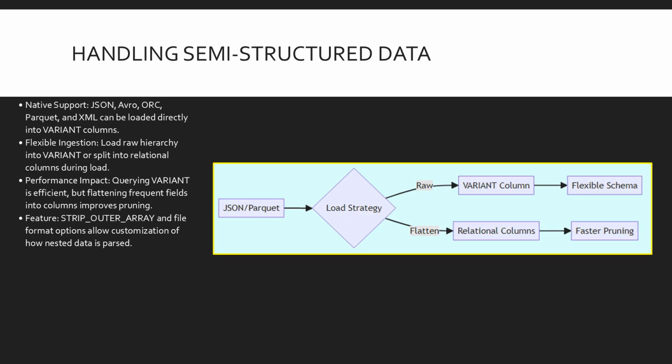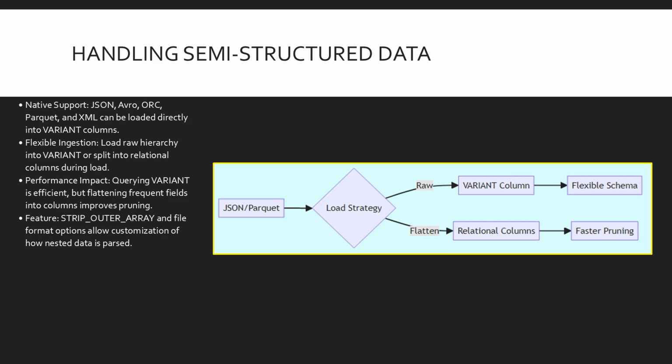Defining how you handle semi-structured data is crucial. Snowflake supports formats like JSON and Parquet natively. You can load these directly into a variant column, preserving the hierarchy, or split them into separate columns during the load. The potential impact here is on query performance. While variant is efficient, flattening frequently queried fields into standard columns allows for better data pruning and faster results. Options like strip outer array give you fine-grained control over how arrays are parsed during ingestion.